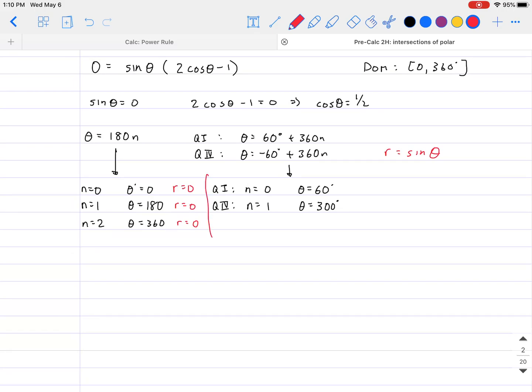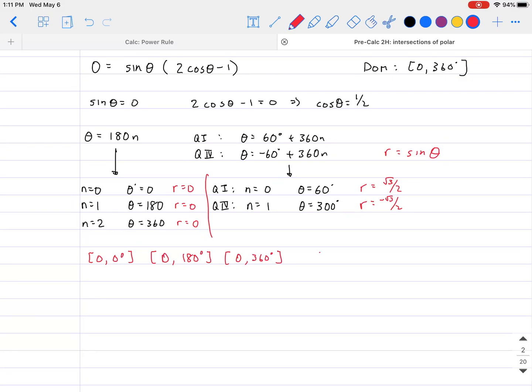And the one that's in quadrant 1, when theta is equal to 60, r is equal to root 3 over 2. And when theta is equal to 300 degrees, r is going to be negative root 3 over 2. So these are all of my solutions then. We have 0, 0 degrees. We have 0, 180 degrees. And then we also have 0, 360 degrees. So what that means is you're going to intersect at the pole 3 times, because every time you go to those degrees, you're going to go back to the pole for both of the graphs. And that happens quite often.